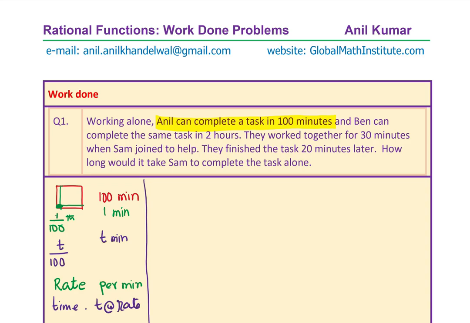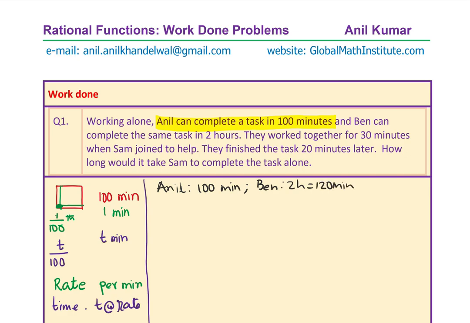So, Anil can complete the task in 100 minutes and Ben can complete the same task in 2 hours. So, 2 hours is 120 minutes, right? They work together for 30 minutes. So, Anil, let's say A, can do it in 100 minutes. Ben can do it in 2 hours, which is equal to 120 minutes.